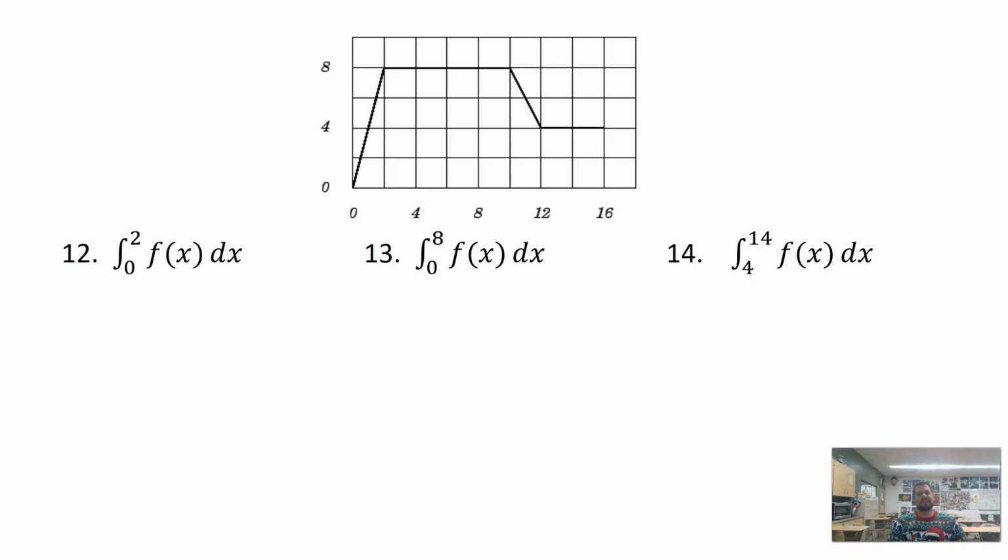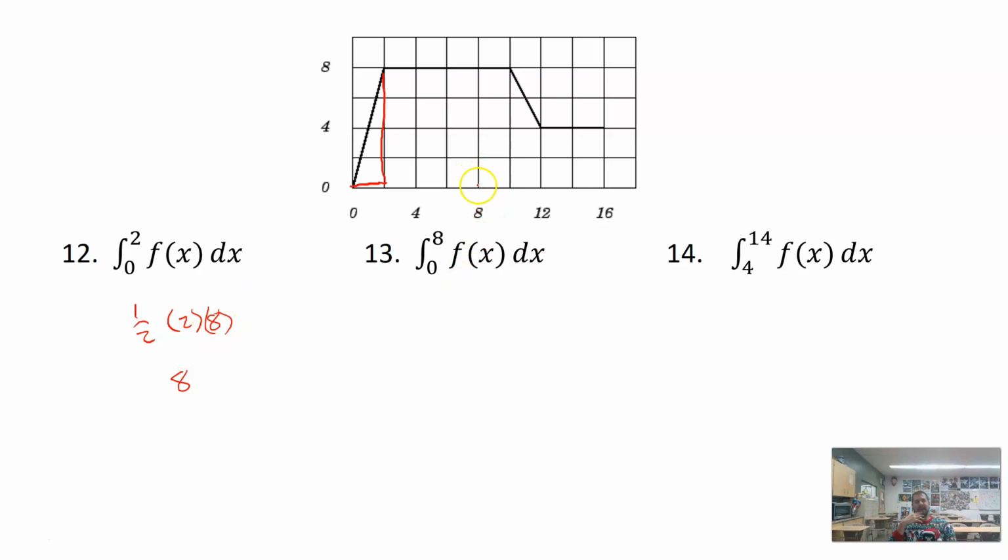Now on 12, 13, and 14, what we have to realize is we're going to be using shapes to find out what the area is under each of these curves. So the area from 0 to 2 here, I notice that that is a triangle. So I just go 1/2 base times height. The base is 2, the height is 8. And if you put that in, you get 8 as your area there.